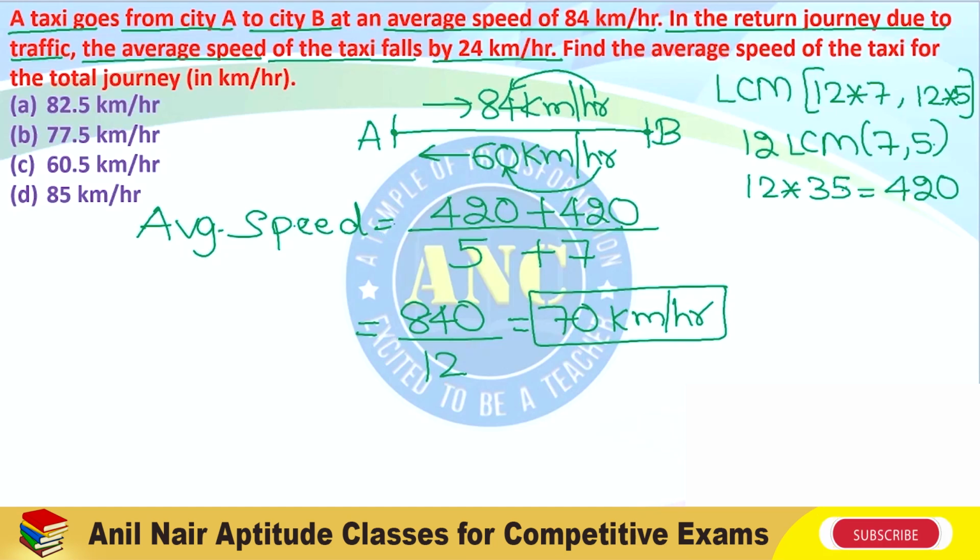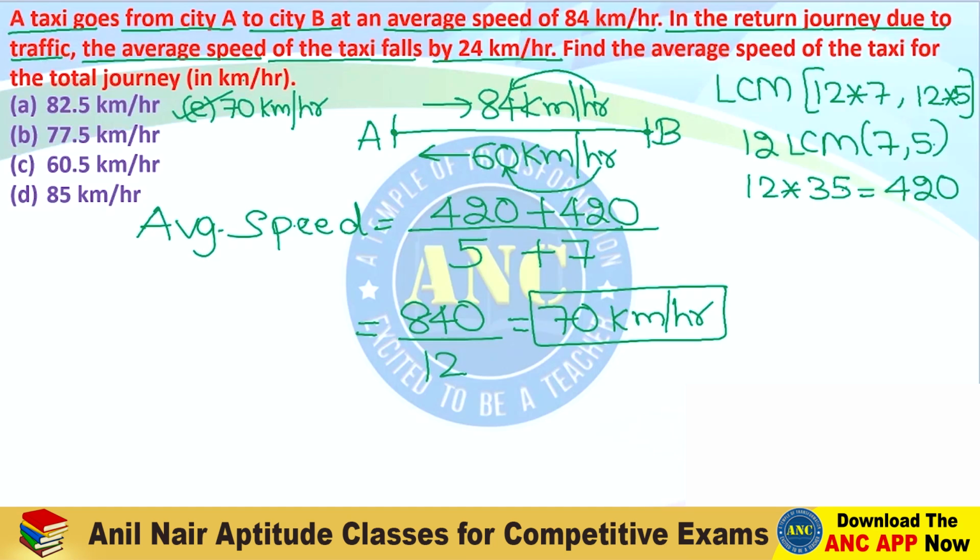12 into 7 is 84. I think definitely one of these answer options should be 70. There is no doubt about it. Let us put an answer option which is not there in the given original options. 12 into 6 is 72, 12 into 7 is 84. Definitely the answer for this question should be 70 kilometers per hour, which is nothing but option E.